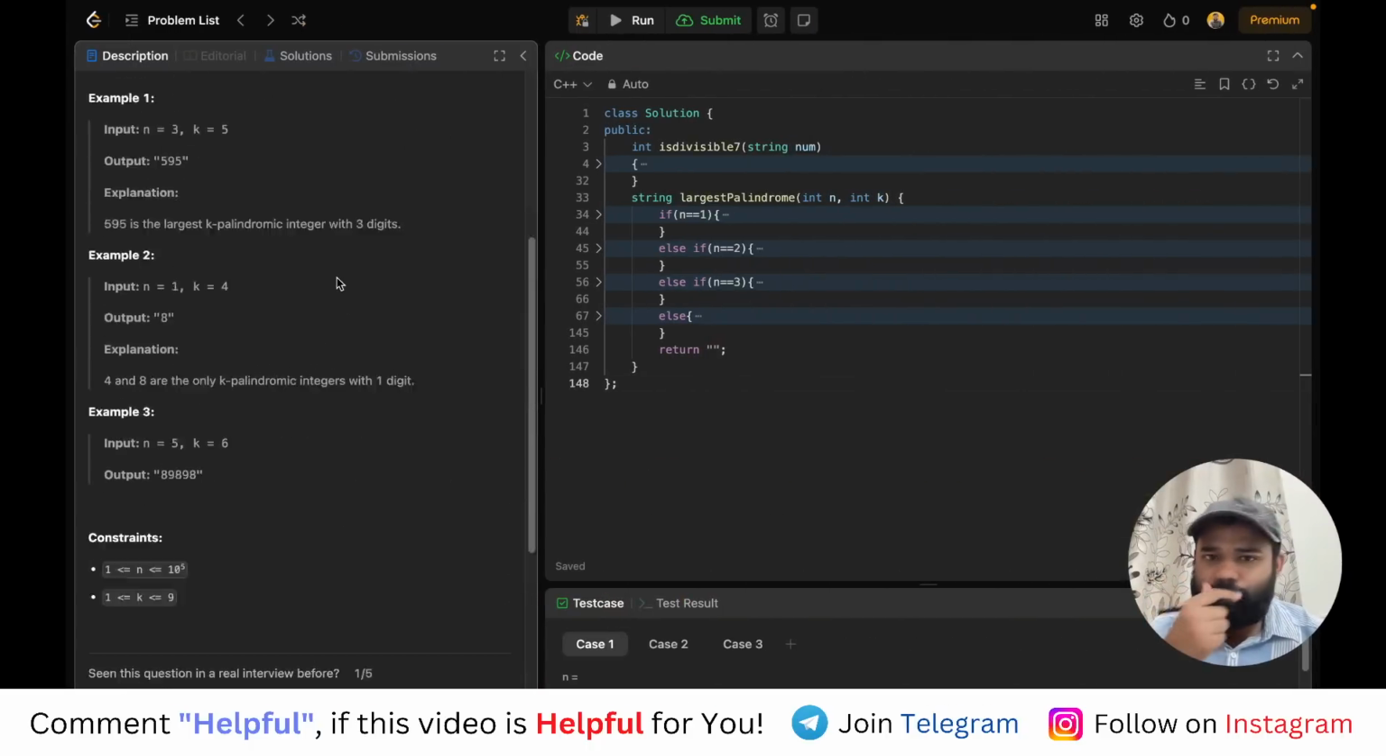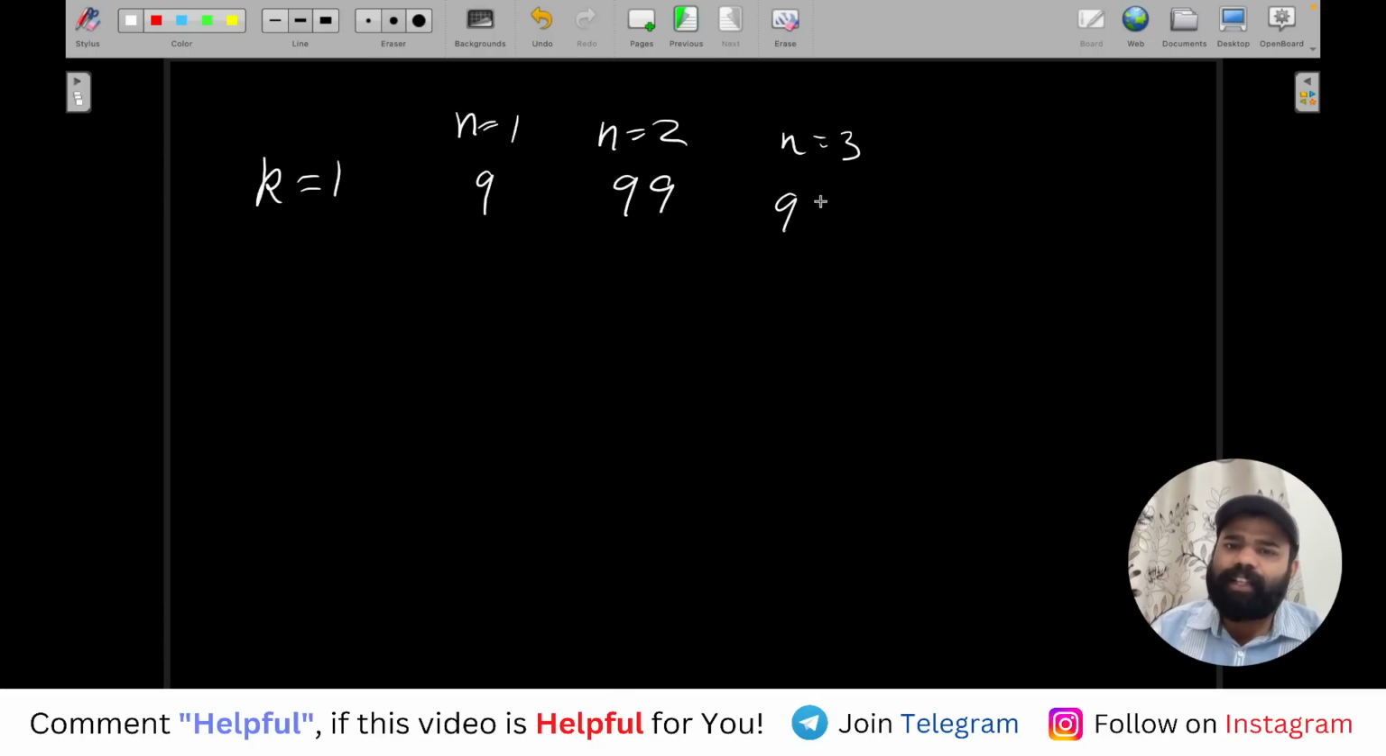First comes k is equal to 1. Understand very carefully. Let's say k is equal to 1. So if k is equal to 1, I can take any number because every number is then divisible by k. If n is 1, I will just simply take 9. If n is 2, I will simply take 9, 9. If n is 3, I will take 9, 9, 9 and so on. That's it. For k equal to 1 there is no problem.